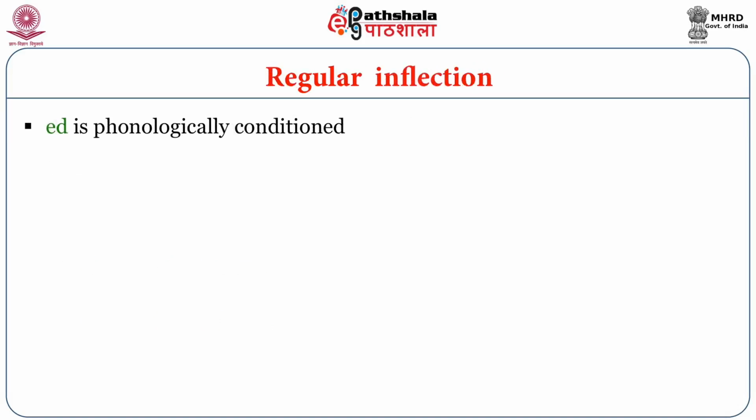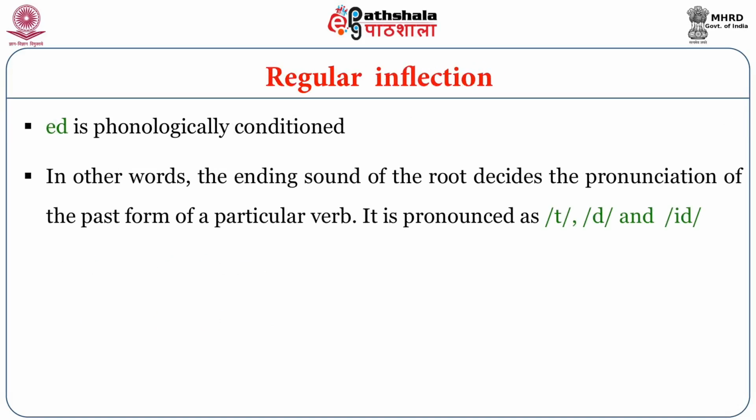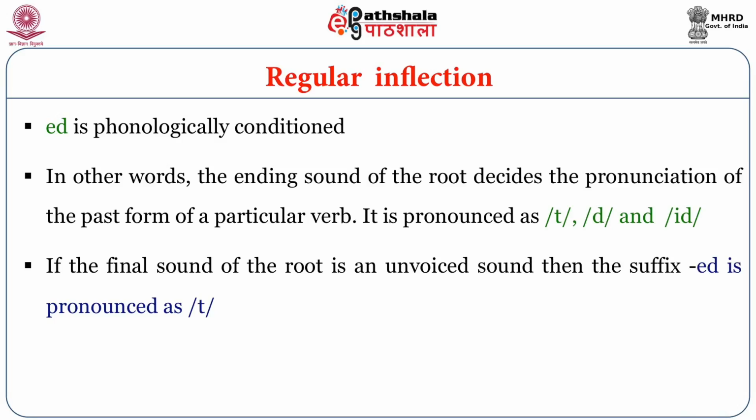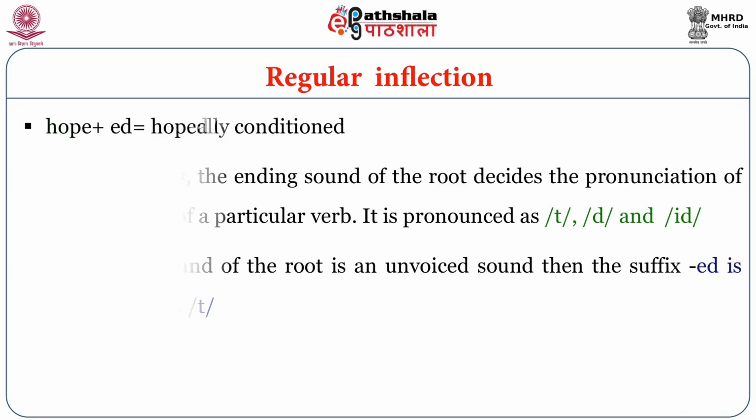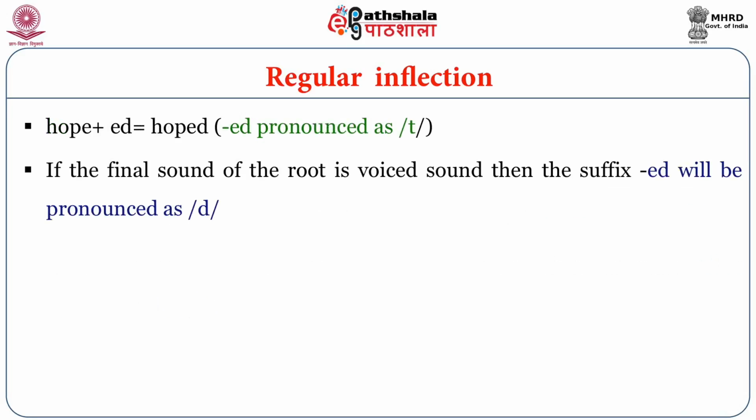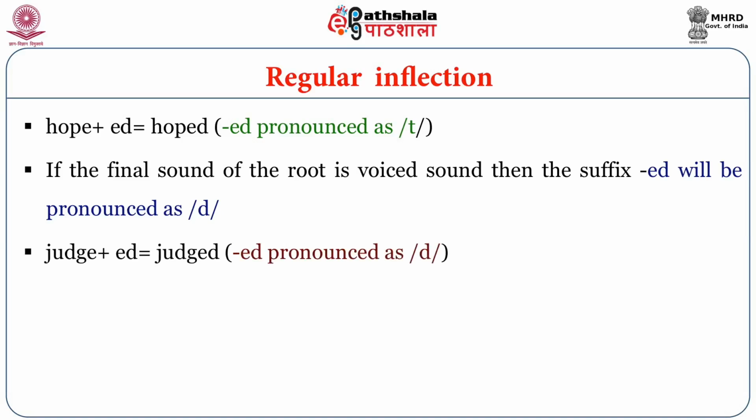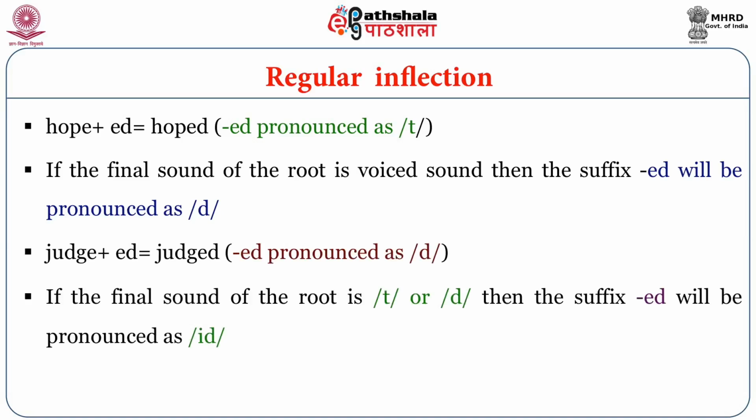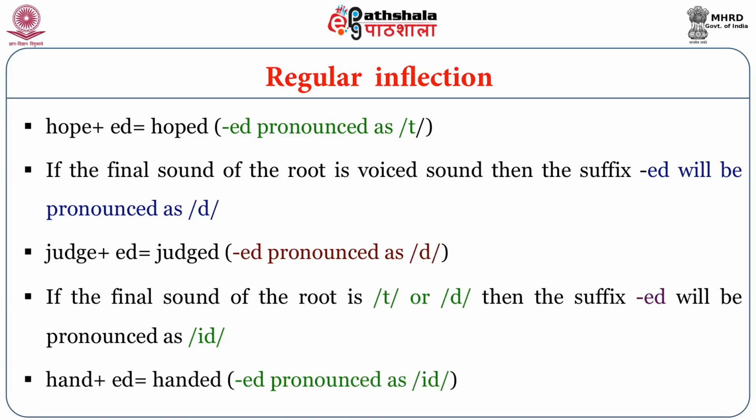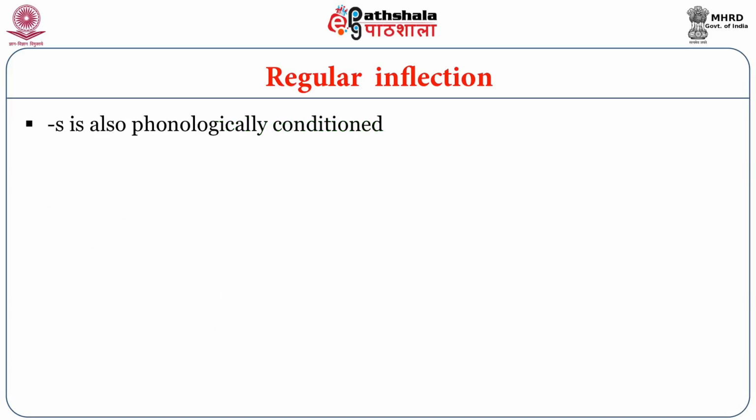The suffix -ed is phonologically conditioned. In other words, the ending sound of the root decides the pronunciation of the past form of a particular verb. It will be pronounced as t, d or id. If the final sound of the root is unvoiced, then the suffix -ed will be pronounced as t, like hoped. If the final sound of the root is a voiced sound, then the suffix -ed will be pronounced as d, like judged. If the final sound of the root is t or d, then the suffix -ed will be pronounced as id, like handed.